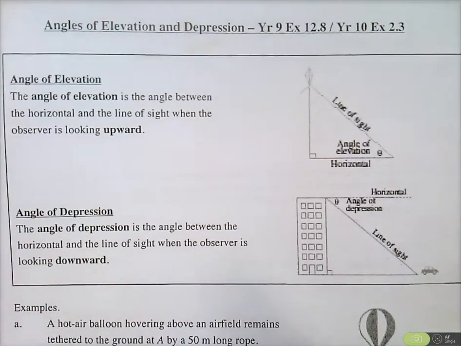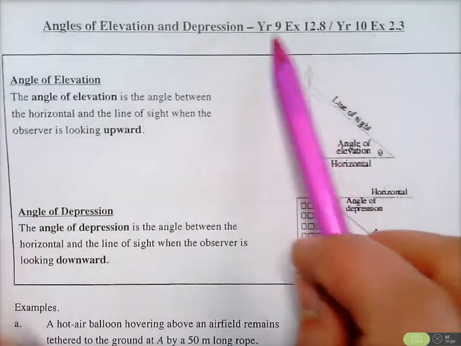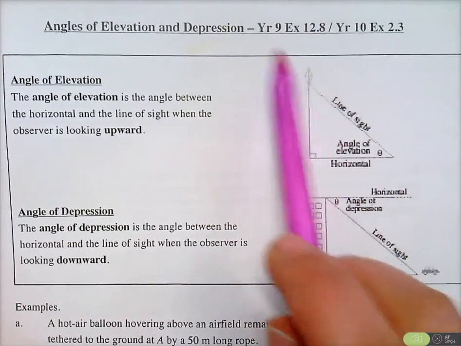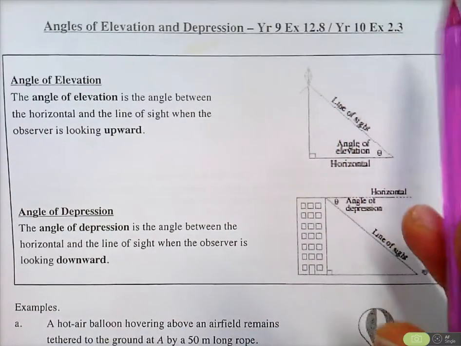Today we're looking at angles of elevation and depression. See these references there to the Mapscape Year 9 textbook, Year 10 textbook, even though we're using the other one, all right?